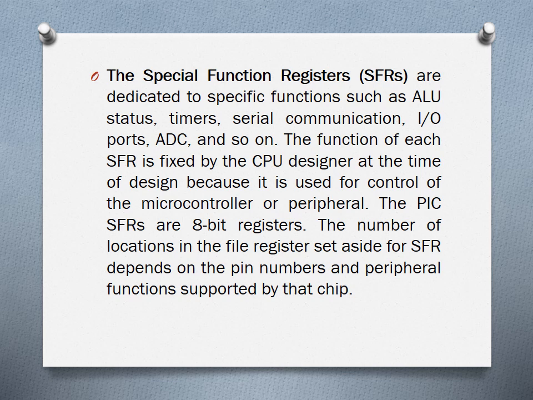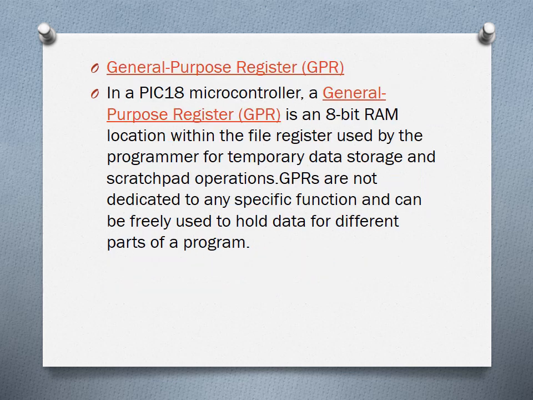For example, there is a register called the W register, which is equal to an accumulator. Whenever an operation is done, whether it's an addition, subtraction, multiplication or any kind of logical operation, one operand will be saved in the W register. So that is also a special function register. You will have W registers, ADC registers, and registers related to the ports. You have some registers related to timers and serial communications. These are called special function registers.